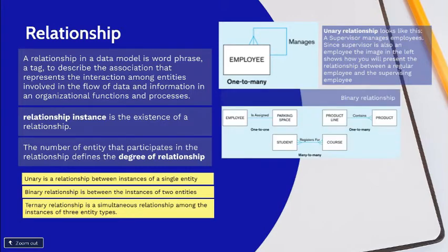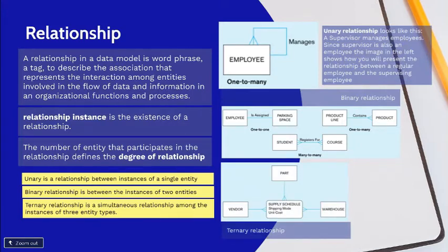Binary relationship is like this. Employee is assigned to parking space. That is a one-to-one relationship. Product line contains products. So that is one-to-many. And a student is registered for courses or a course. That is a many-to-many relationship.